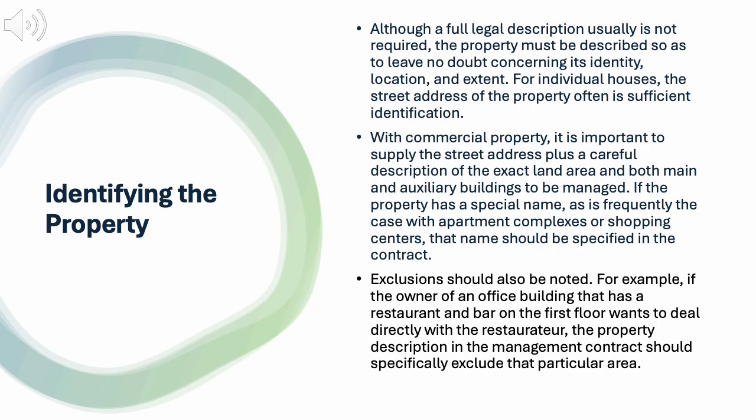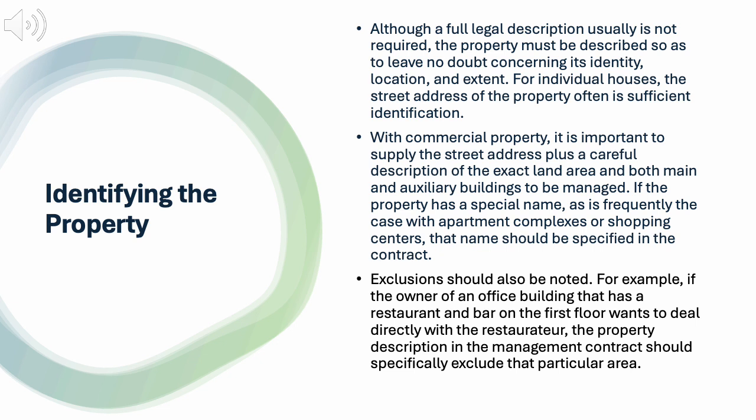Identifying the property. Although a full legal description usually is not required, the property must be described so as to leave no doubt concerning its identity, location, and extent. For individual houses, the street address of the property often is sufficient identification. With commercial property, it is important to supply the street address plus a careful description of the exact land area and both main and auxiliary buildings to be managed.